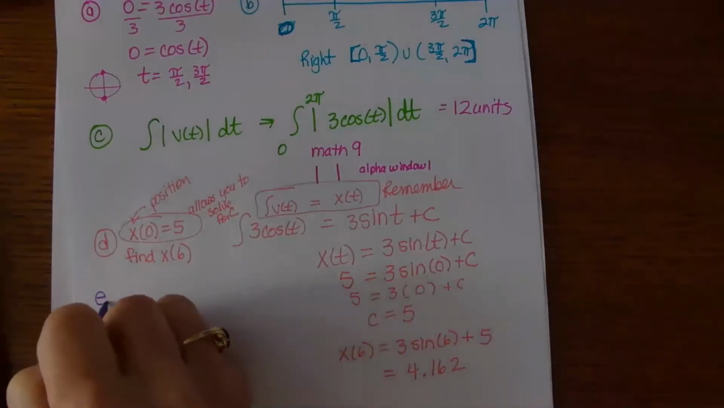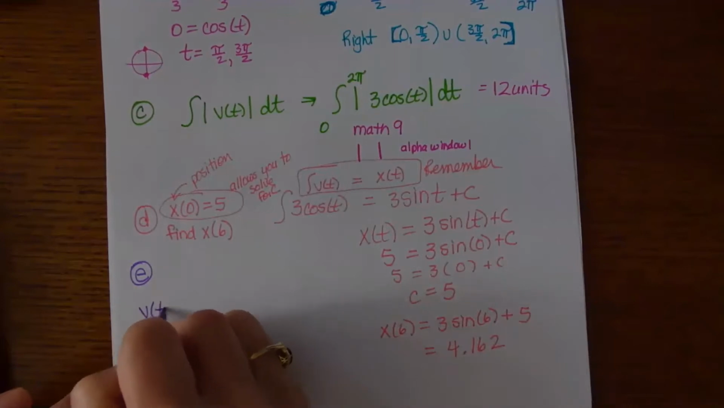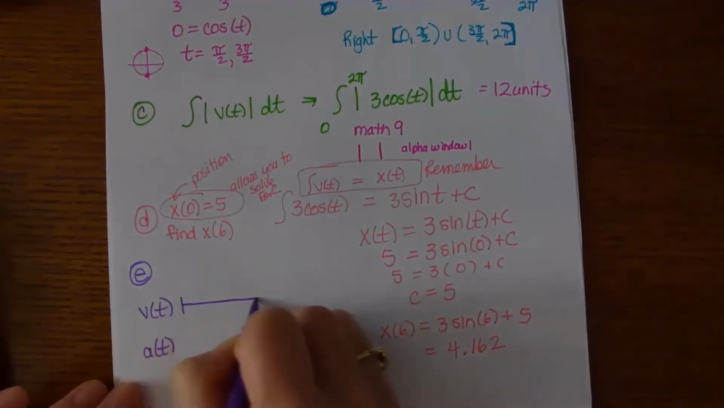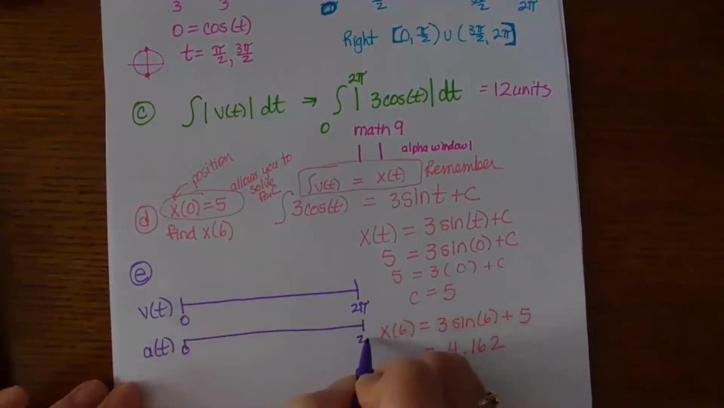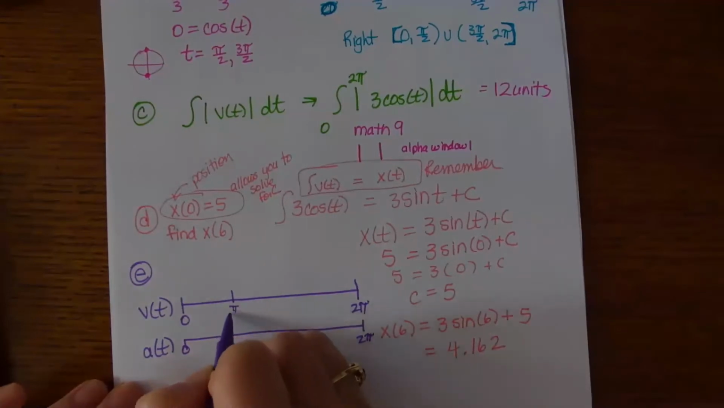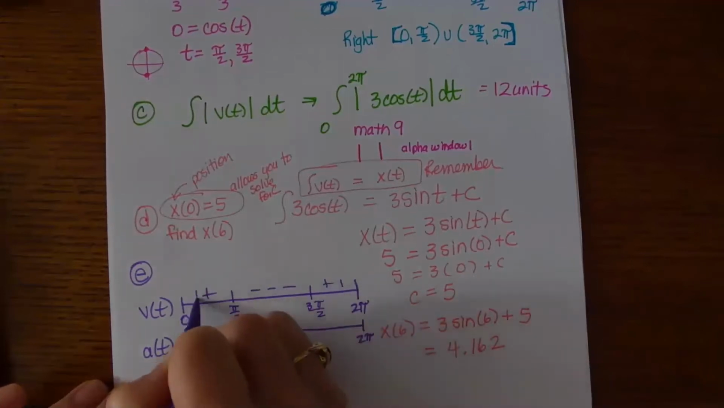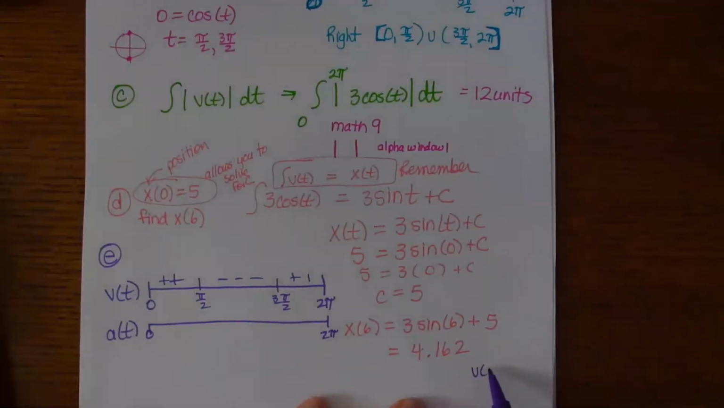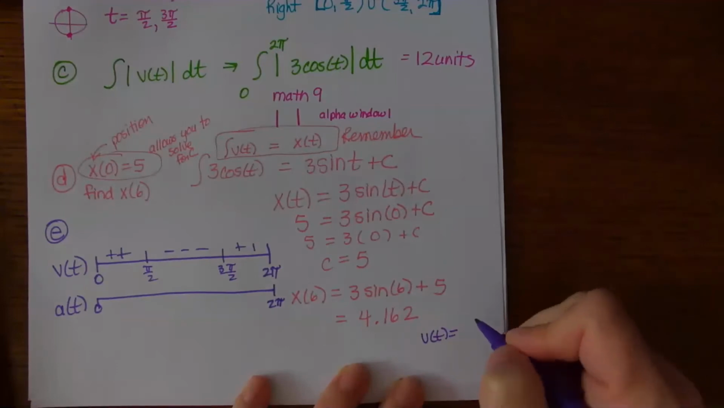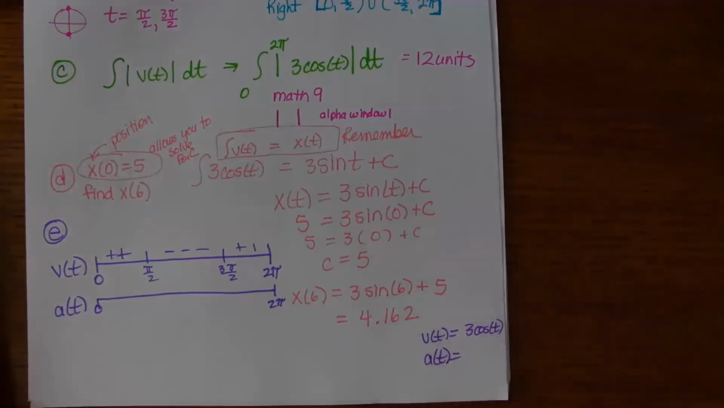All right, now E. When is the particle speeding up or slowing down? So I'm going to do velocity and acceleration. You know I like my charts separated. 0 to 2 pi, 0 to 2 pi. Now I already did velocity, right? Now what's acceleration going to be? What do you get? How do you get from velocity? If velocity equals 3 cosine t, what is acceleration? What is the derivative of cosine? Negative sine.